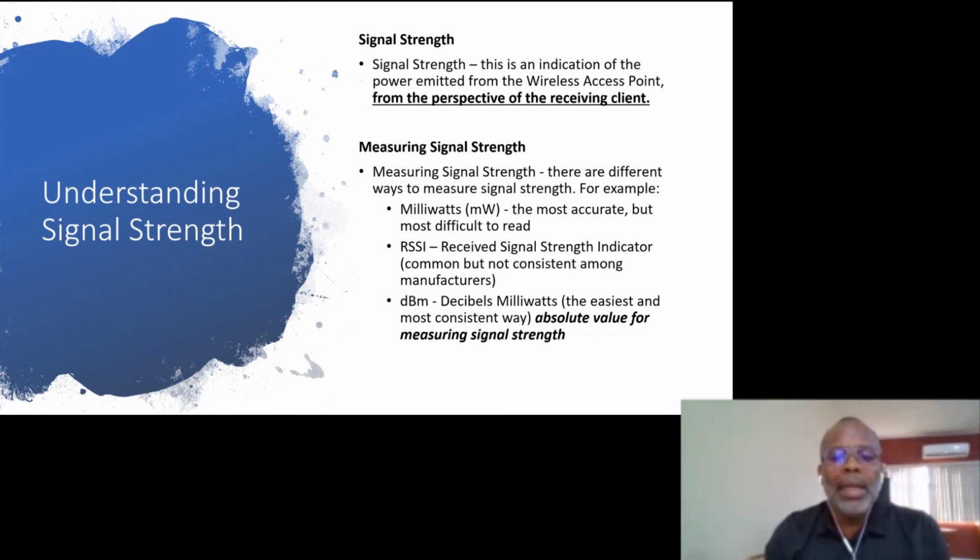All right? The easiest and most consistent way right now, and it's used across many devices worldwide, is dBm. Now, dBm, or decibel milliwatts, all right, it's an absolute value, meaning it's a sure value. It's an absolute value for measuring signal strength. And as we go forward, we'll dive into dBms. So don't worry about it, guys.